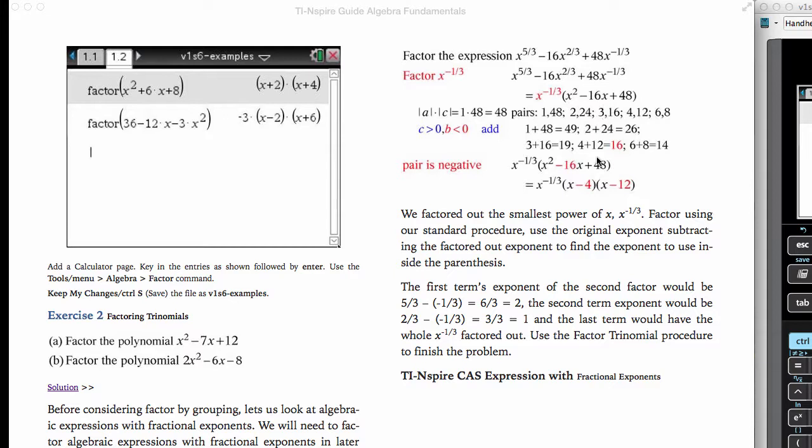Since the number in the middle is 16, but the number in the middle is negative, so when b is less than 0, you'll want these both to be negative. So it'll be x minus 4 times x minus 12 with the x to the minus 1/3 out to the front.